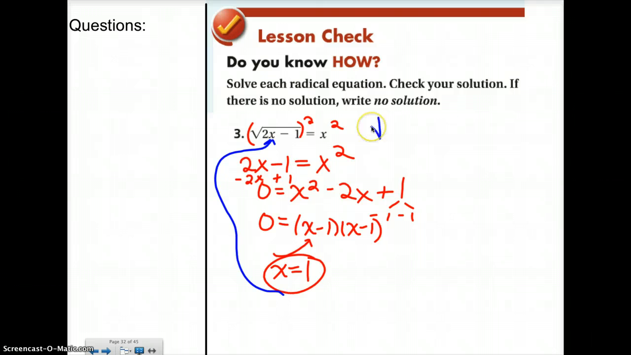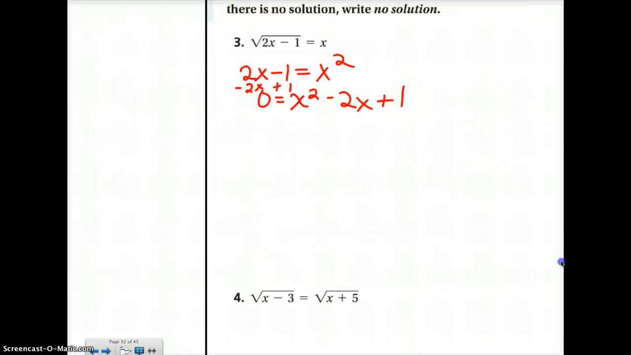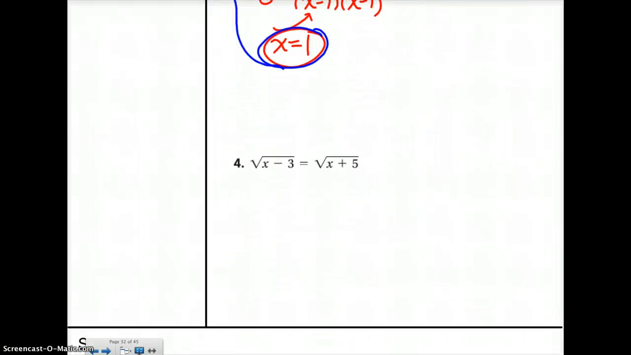So is the square root of 2 times 1 minus 1 equal to 1? Again, I'm going to remove these bars so you can see what I'm doing. I'm checking it in the black. I'm replacing the x with my solution that I just found. Well, this right here is 1, and the square root of 1 is 1. So that's good. This is a viable solution. It's the answer to my problem. The answer is simply 1. And it worked beautifully. So the last one here, let's approach it the same way.